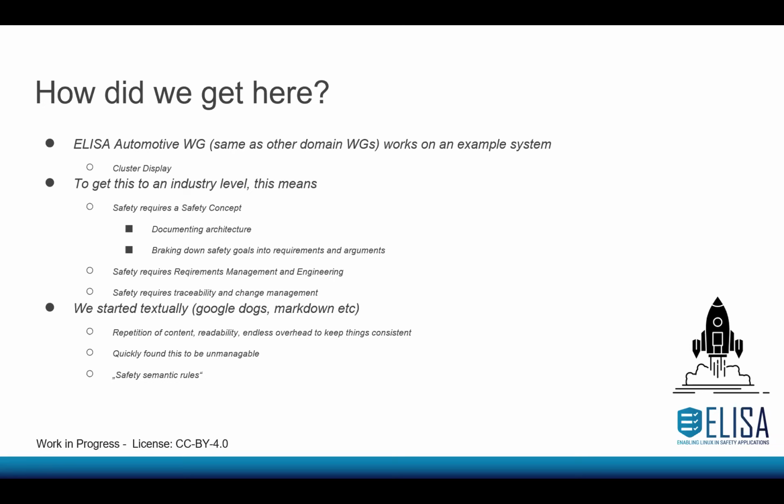Now, when the Automotive Work Group started out, we started in a textual form, just as everybody else. We took Google Docs, Markdown files. In the beginning, it was Word files actually, then it moved to Google Docs. Markdown is a newer development, but still textual and linear in nature. And very soon we ran into the pitfalls of doing it that way.